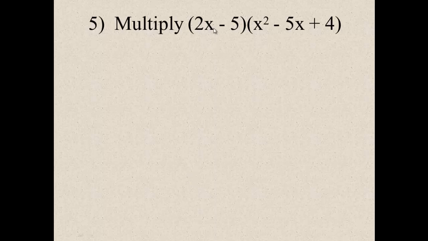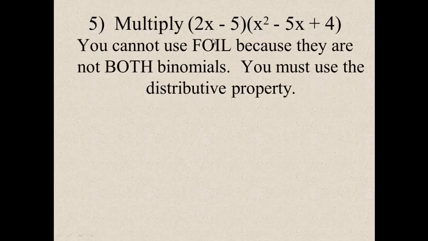Multiply 2x minus 5 times x power 2 minus 5x plus 4. I said before, we can't use the FOIL method except for binomial times binomial. So in this example, it is not binomial times binomial. You cannot use FOIL because they are not both binomials. You must use the distributive property, or the box method.